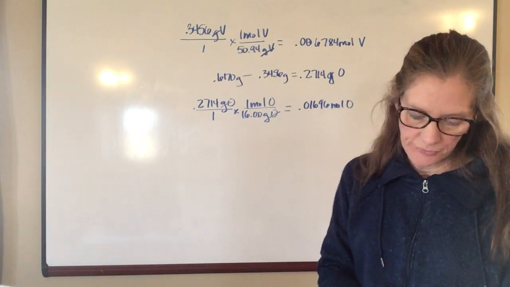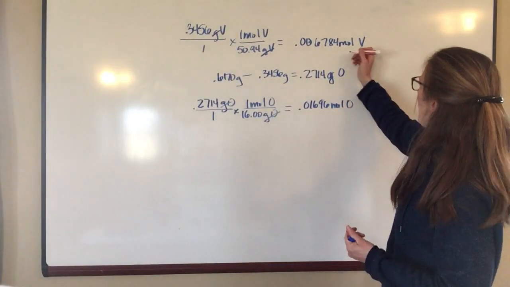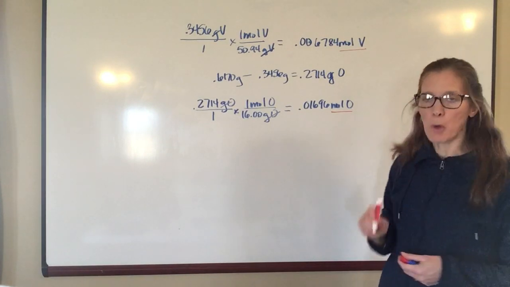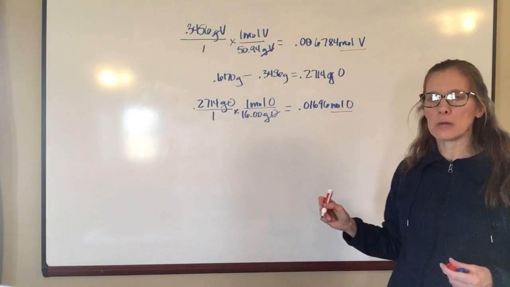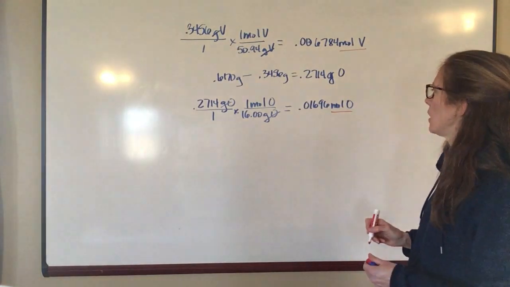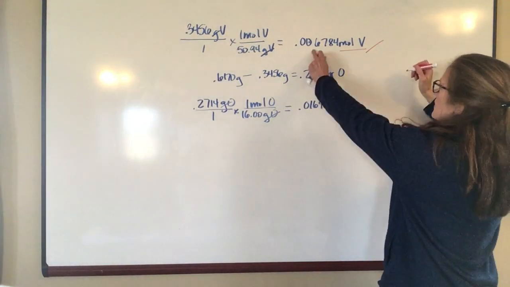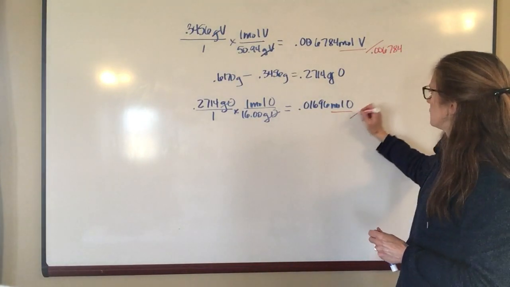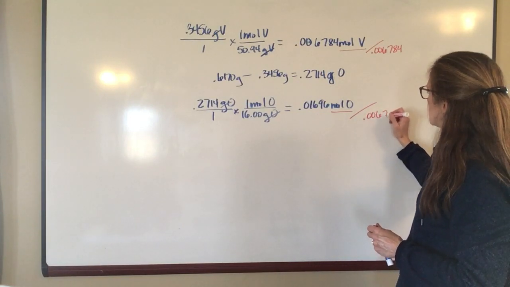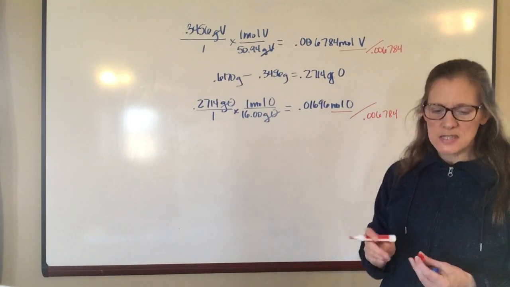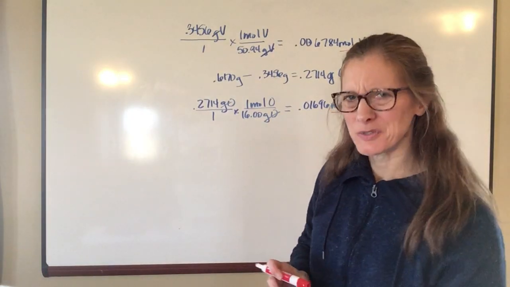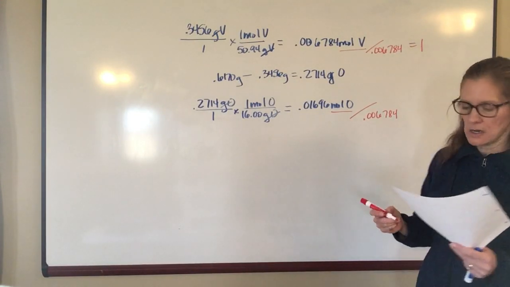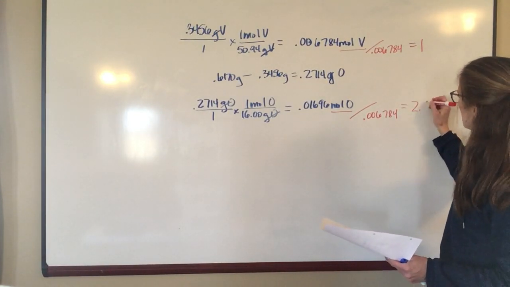Now again, like we did before, here I have moles of vanadium and moles of oxygen, okay? I'm going to take the smaller number and divide it into all of them so I can get the smallest whole number ratio. So in this case, I'm dividing by 0.006784, and I'm going to divide this one by 0.006784. Only this time when I do it, it doesn't come out so nice, because this gives me 1, which is very nice, but this gives me 2.5.